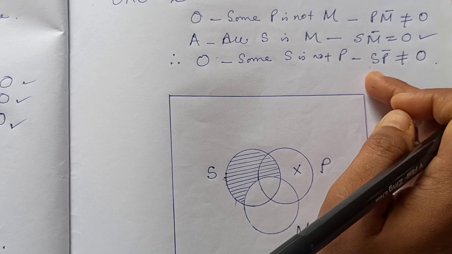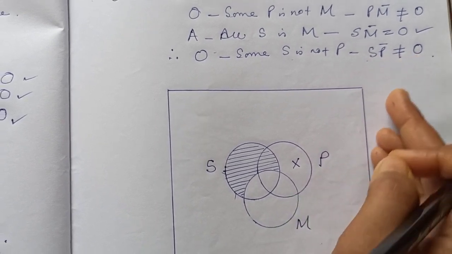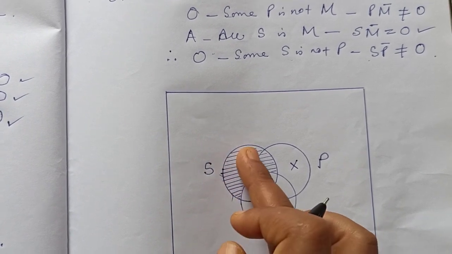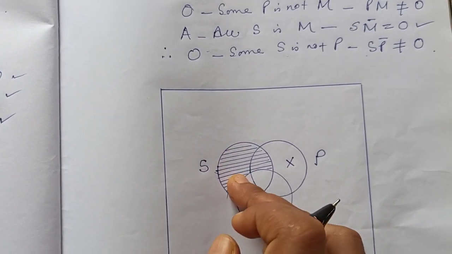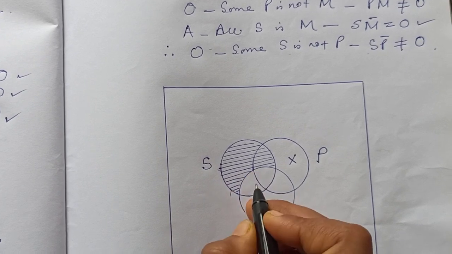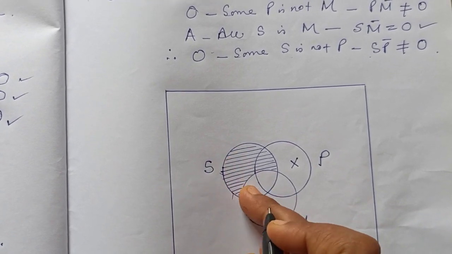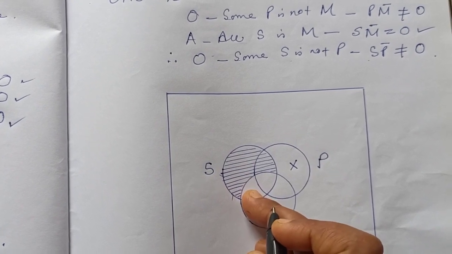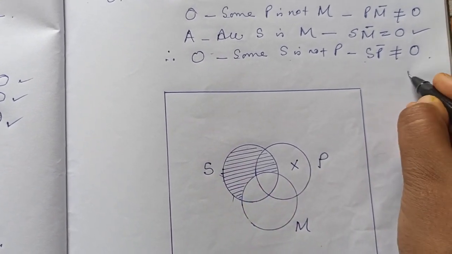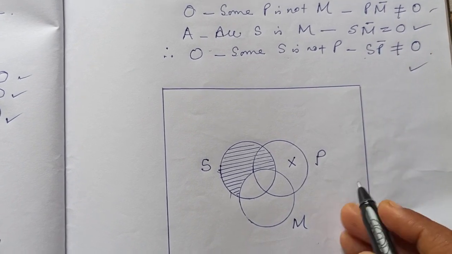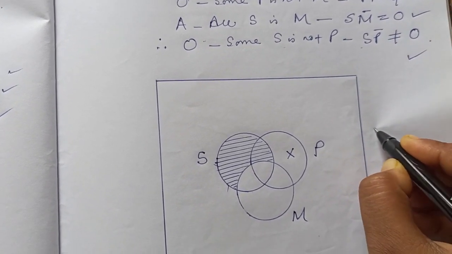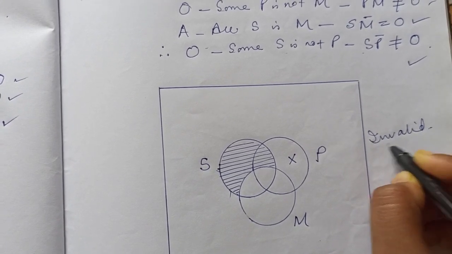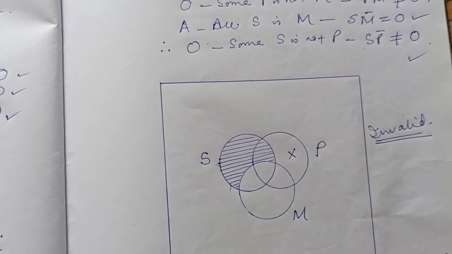Now you see the conclusion is S P bar not equal to 0, meaning among S and P, only the S part must contain at least one member. Did we put any X in the S part? No, we didn't. The conclusion is not diagrammed. Since the conclusion is not diagrammed while diagramming the premises, therefore it is an invalid syllogistic form.